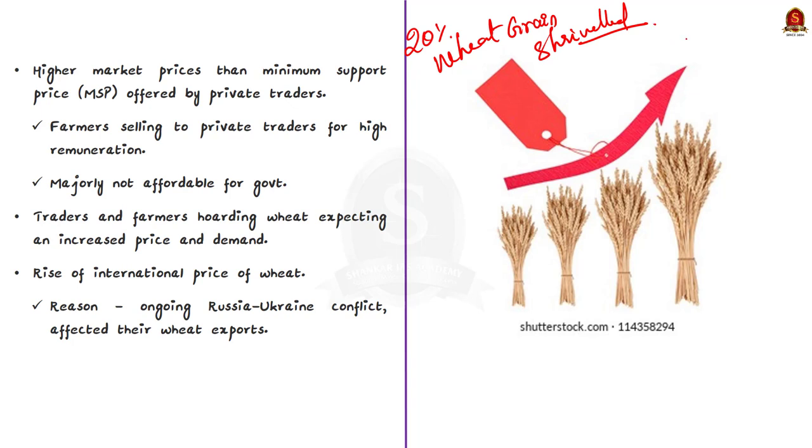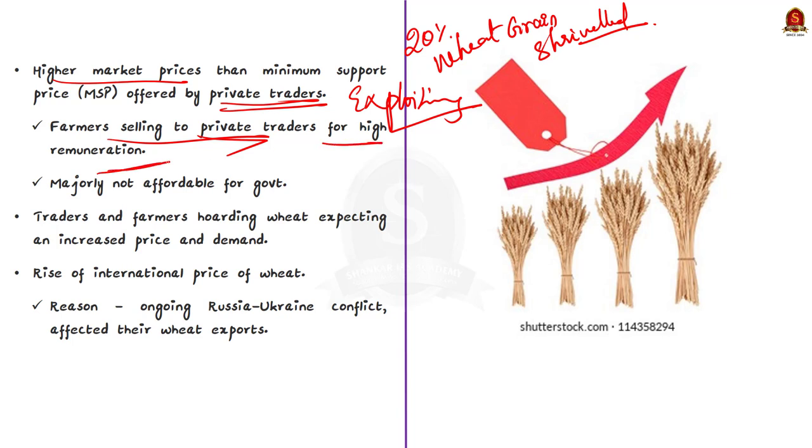Now the second factor is higher market prices offered by the private traders. Due to the lower yield and higher demand, private traders are exploiting the situation. They are offering higher prices for the produce, which is higher than the minimum support price provided by the government. So rather than selling to the government at MSP, farmers are selling it to the private traders for higher remuneration. This resulted in low procurement of wheat by the government.